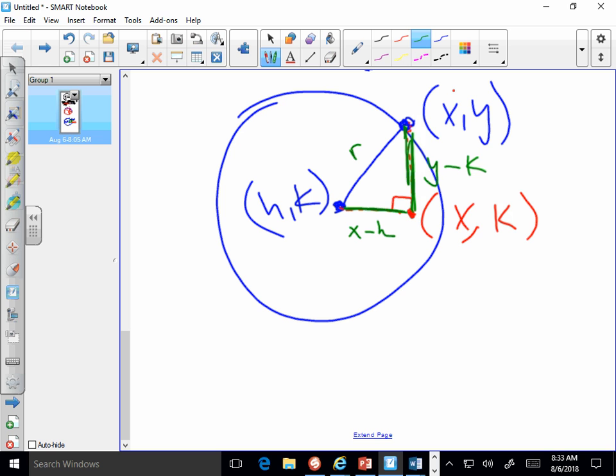Now, can anyone write the equation of the circle for me? What you got? Oh, so close, Mr. Guskey. Winona, any thoughts? Yes, Morgan.